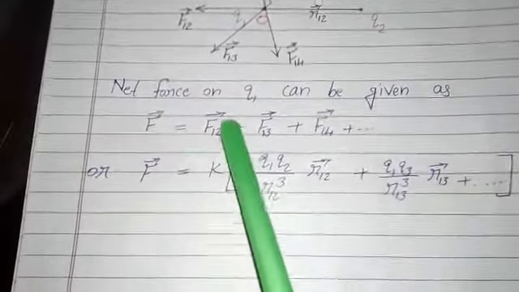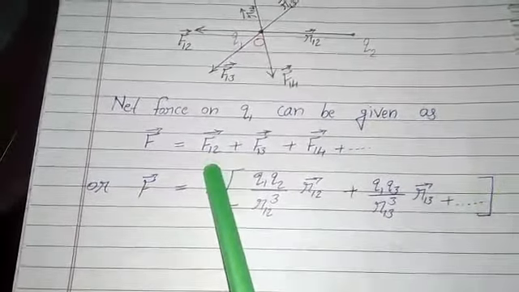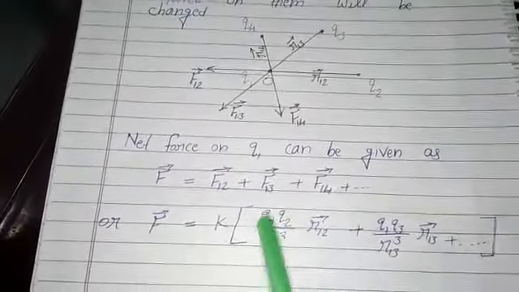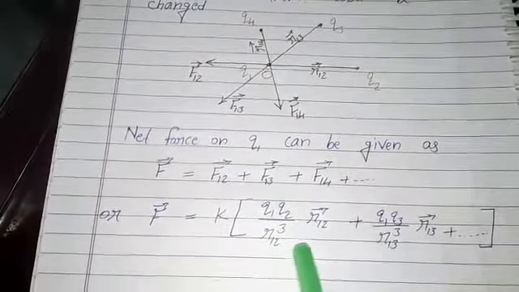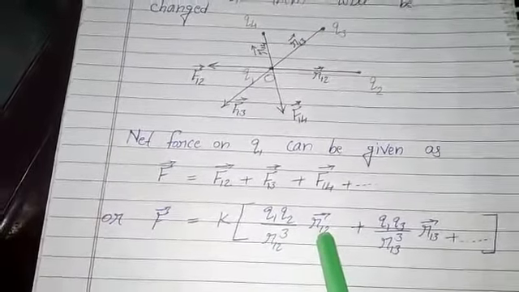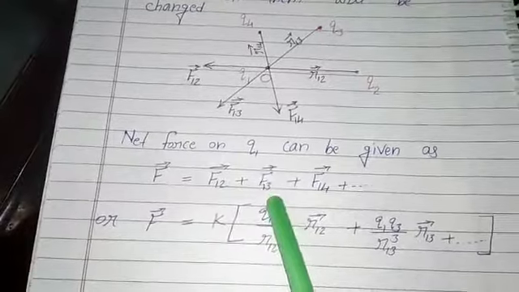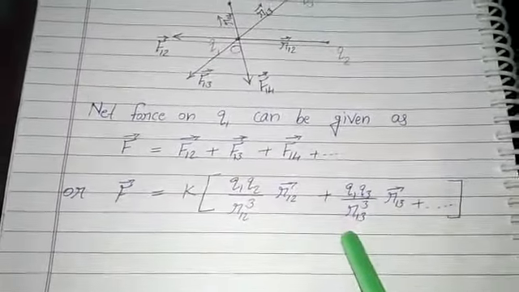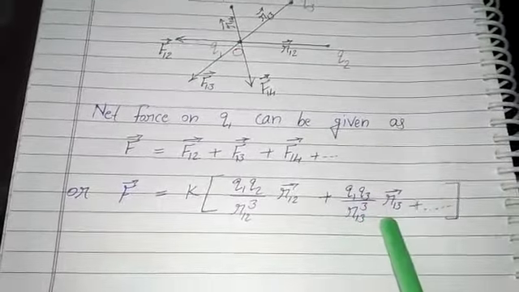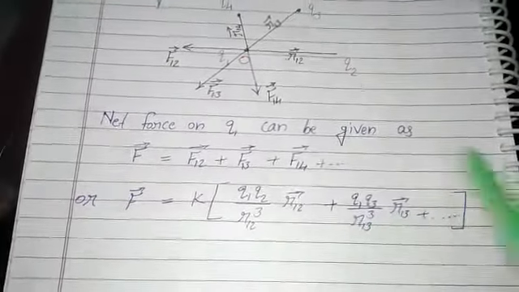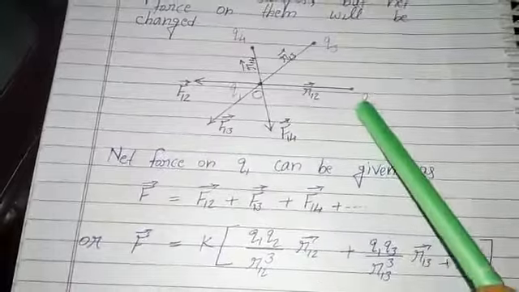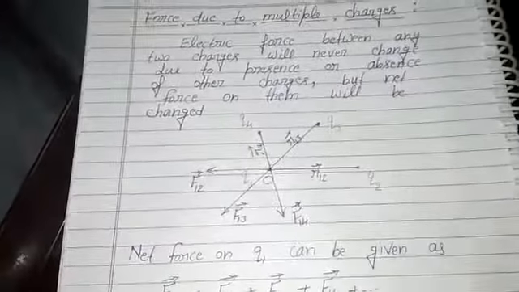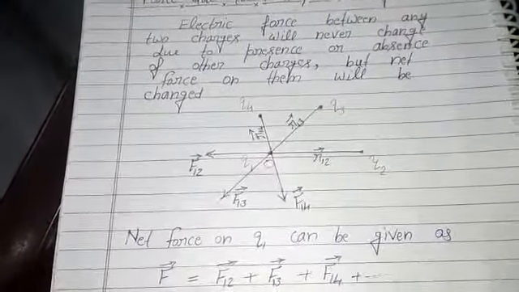Now we apply Coulomb's law. F12 equals K Q1 Q2 upon R12 cube, vector R12. Similarly, F13 will be K Q1 Q3 upon R13 cube, vector R13, plus and so on. And so on means if there are other charges Q4, Q5, then we add similarly. This principle is also known as the principle of superposition.